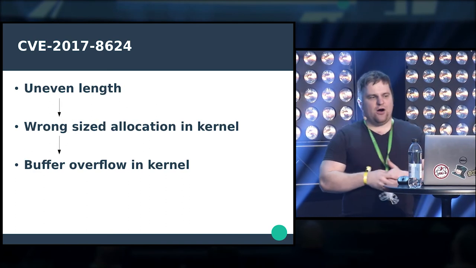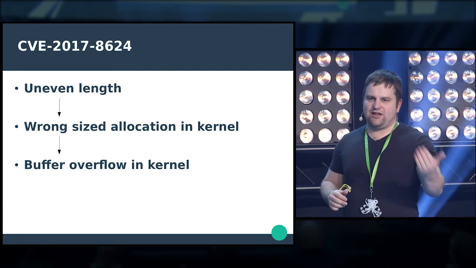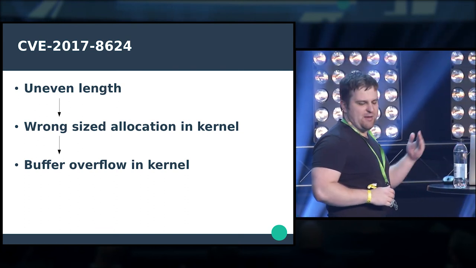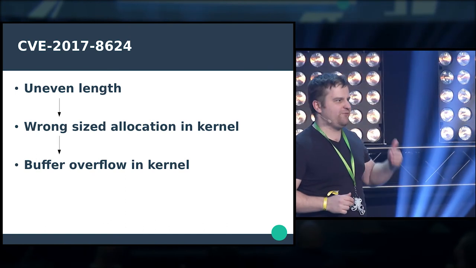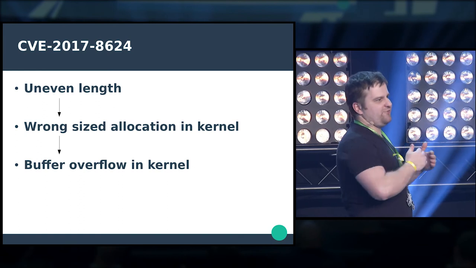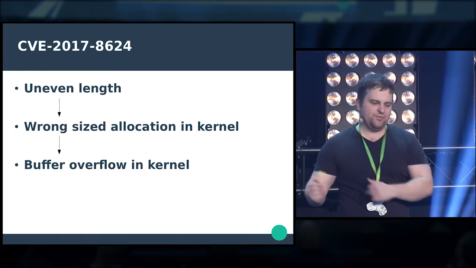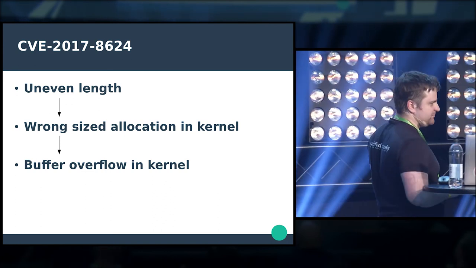What my fuzzer found was that in case when you give an uneven number into this length, then the wrong size of allocation is made inside the kernel, because it expects and behaves totally normally if you have even numbers, because it's logical only to have even numbers. But if it doesn't, it calculates the allocation size incorrectly. And after that, the buffer overflow will happen in the kernel.